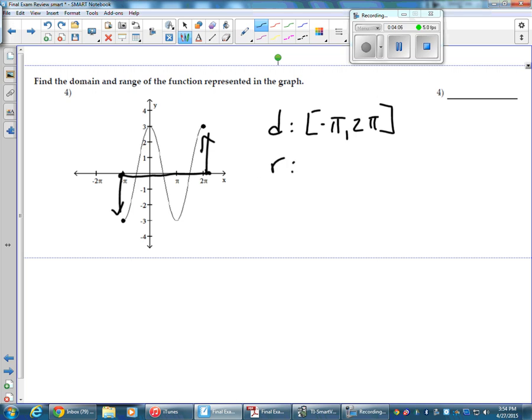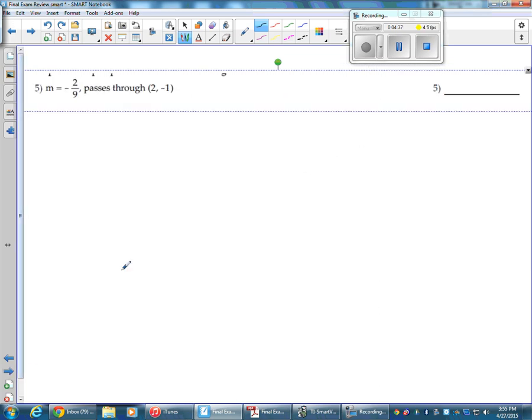For my range, I want to do my y values. So if you look on the y-axis, going from bottom to top, it starts at negative 3, and there's a dot, so that indicates that it can be that point. If there had been an open circle instead of a closed circle, then I would have had to indicate that with a parenthesis and not a bracket. But from negative 3, there are points all the way to positive 3. And I want to close that off. So negative 3 to positive 3 is the range. That's your y's. And then negative pi to 2 pi is my domain. All right, number 5.